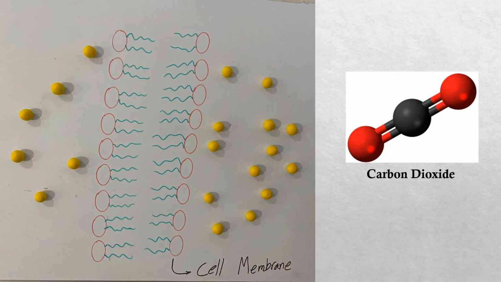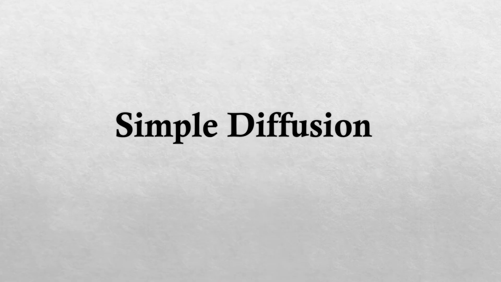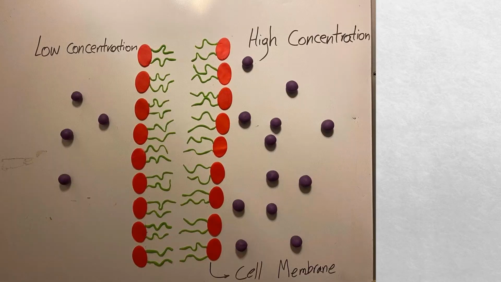There are some great examples, like carbon dioxide. This is known as simple diffusion. Since it doesn't require any energy to move those molecules, it is a passive transport.